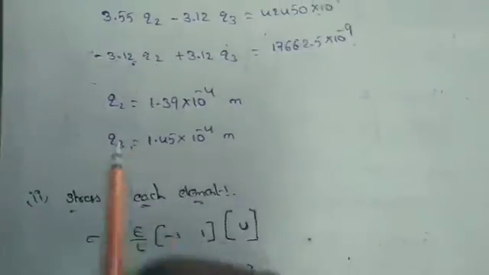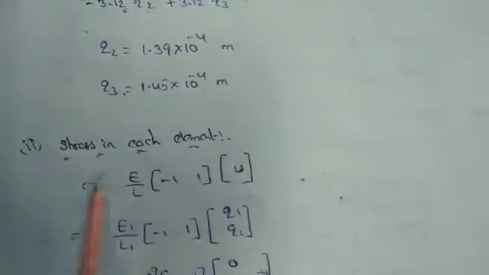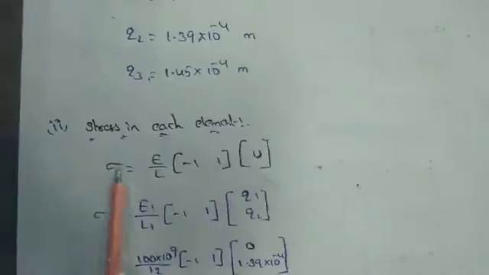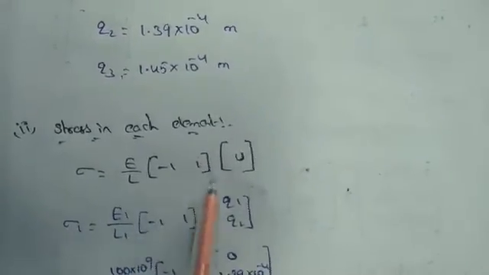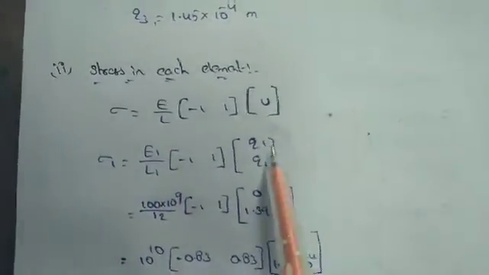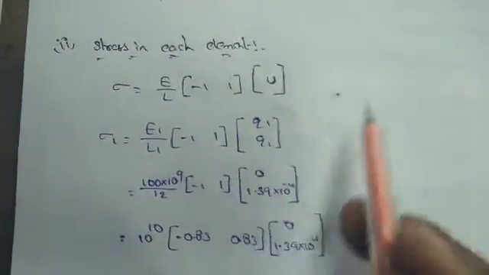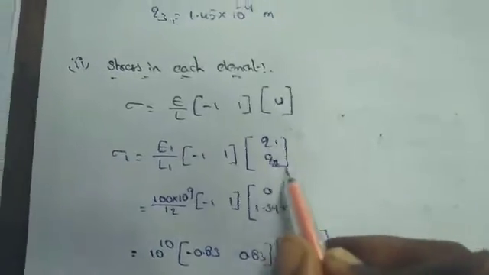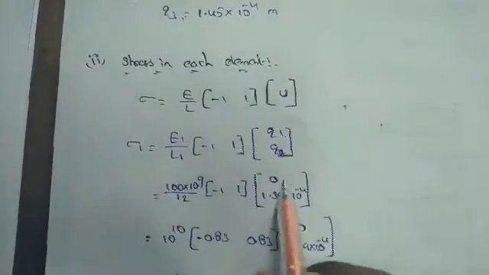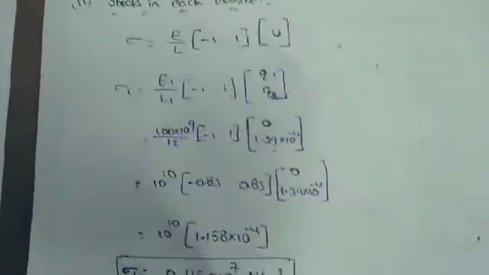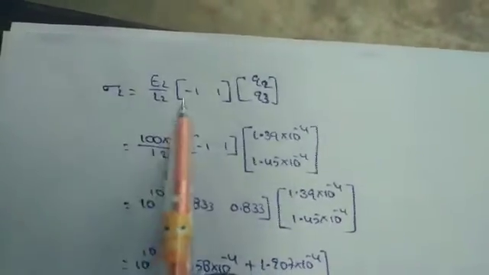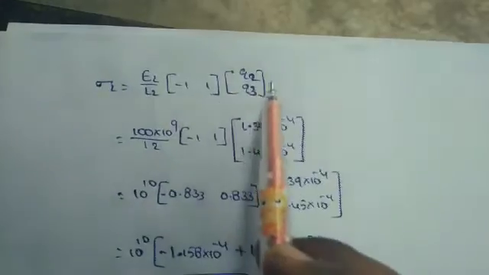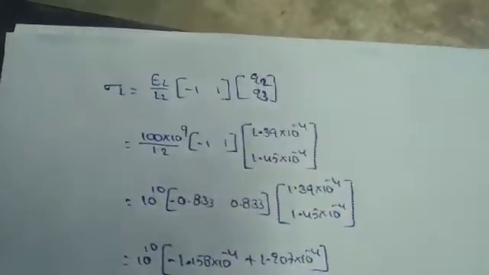After that, you have to find the stress in each element. Sigma equal to E by L times minus 1, 1 times U. Here for the first element, the nodal displacements are q1 and q2. You already know the q2 value, q1 is 0, substitute those values and you get sigma 1. Similarly, sigma 2 is E2 by L2 times minus 1, 1. Here the nodal numbers are 2 and 3, so you keep q2, q3.